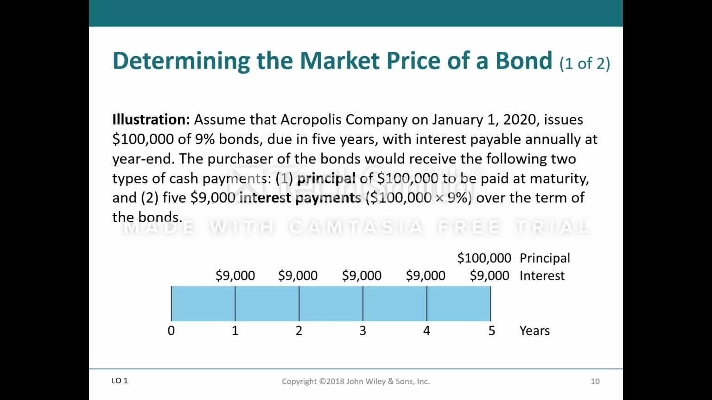So in this illustration, assume the Acropolis Company on January 1st, 2020 issues $100,000 of 9% bonds due in 5 years, with the interest payable annually at year end. The purchaser of the bonds will receive the following two types of cash payments. They'll receive the principal of $100,000 to be paid at maturity, and they'll receive 5 $9,000 interest payments over the term of the bond. So the principal and interest payments.